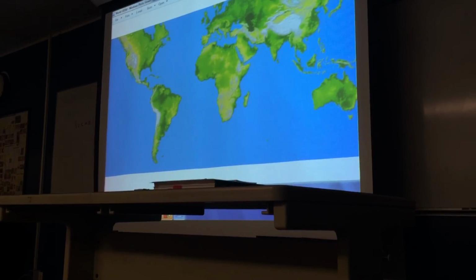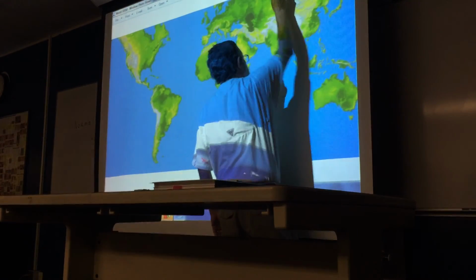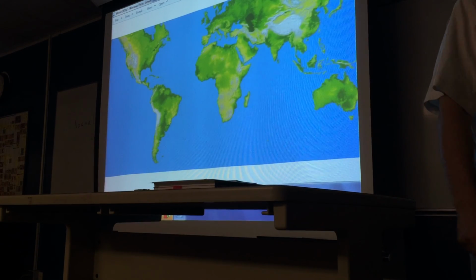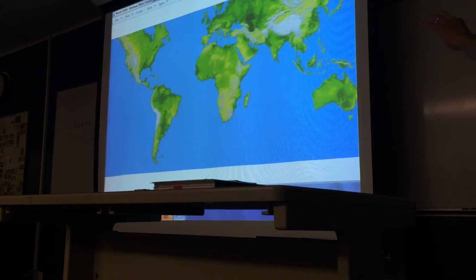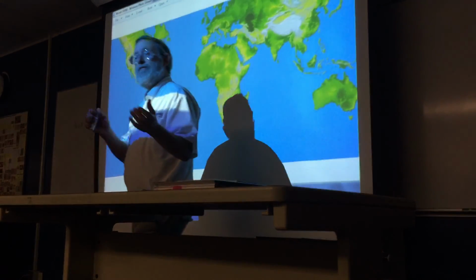Now, this is from the Shuttle Radar Topography Mission data. This is relatively incomplete data. You'll notice that it doesn't extend past 60 degrees north or south latitude. But this is one of the more accurate surveys of world topography that we have.